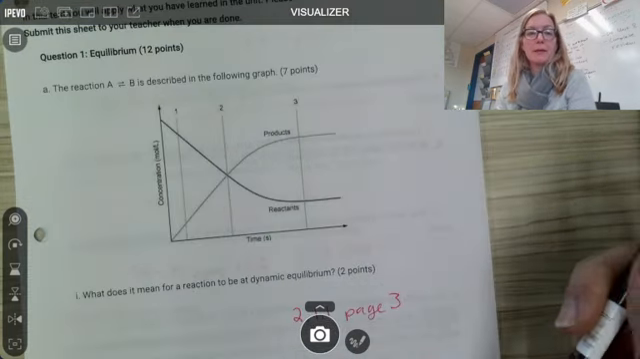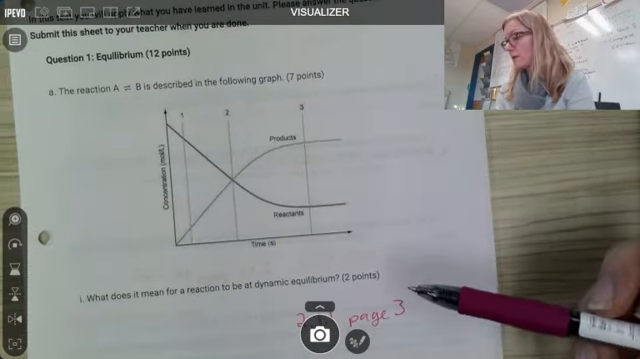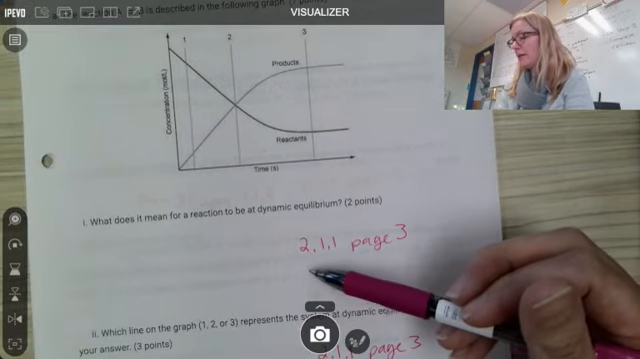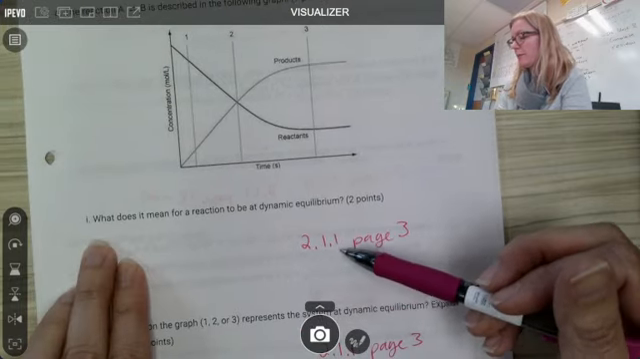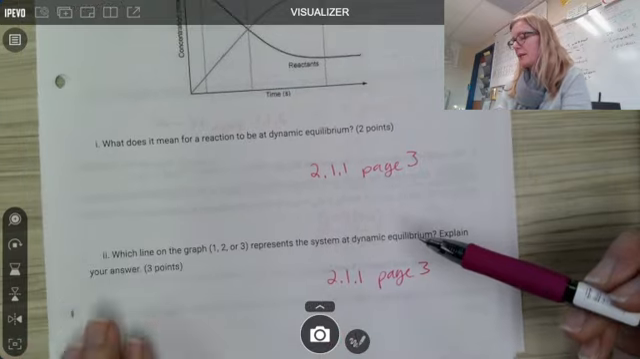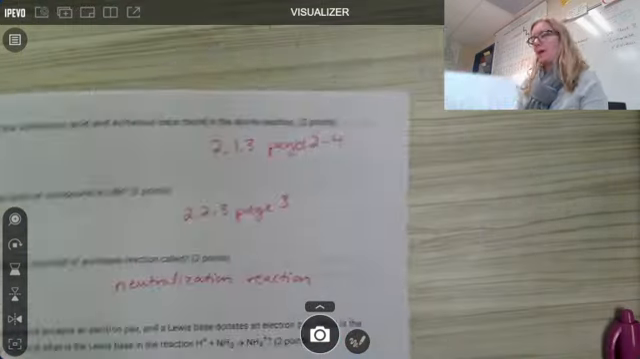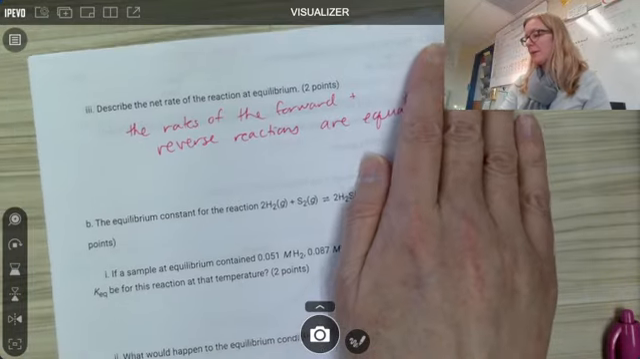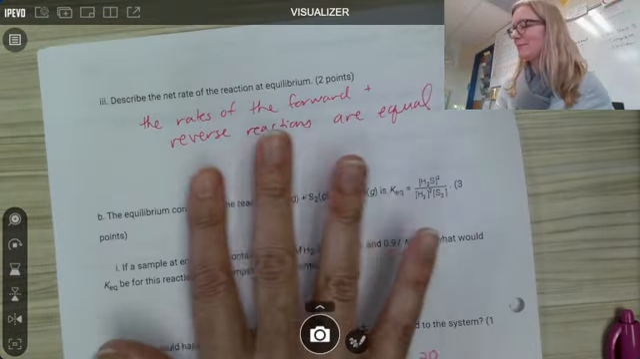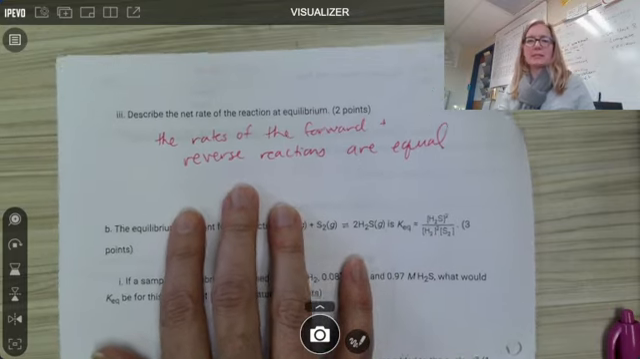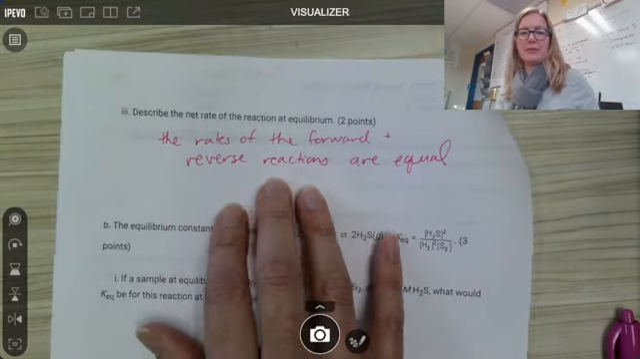So for question 1A, part 1 is 2.1.1, page 3, and part 2 is also on 2.1.1, page 3. And then the third part, they didn't really address this in the text. I think what they're getting at, you can just write this as your answer.